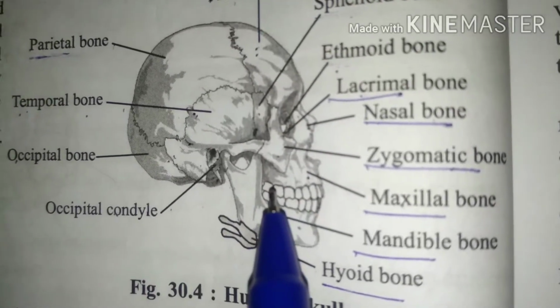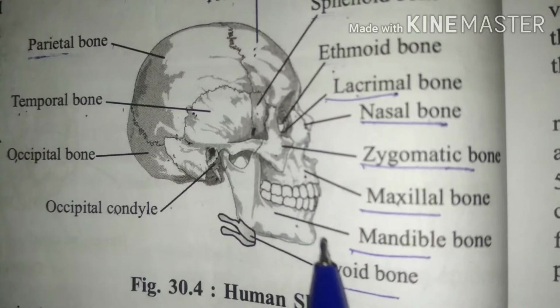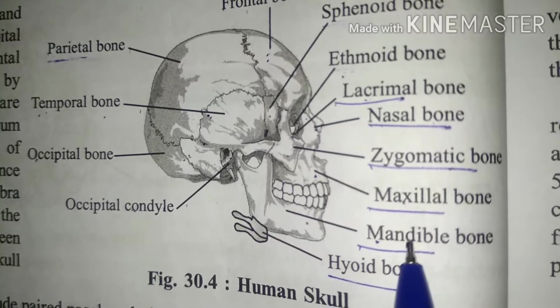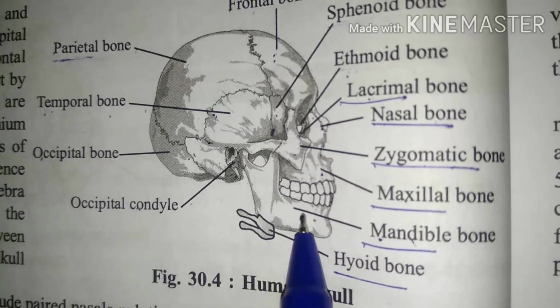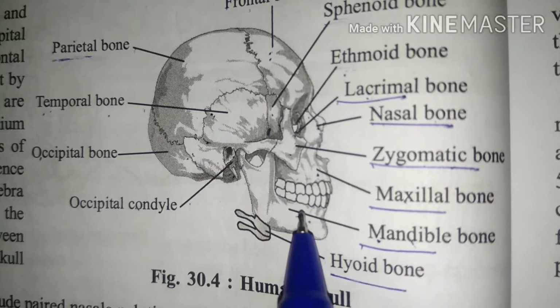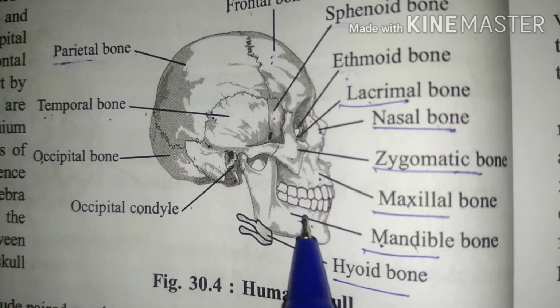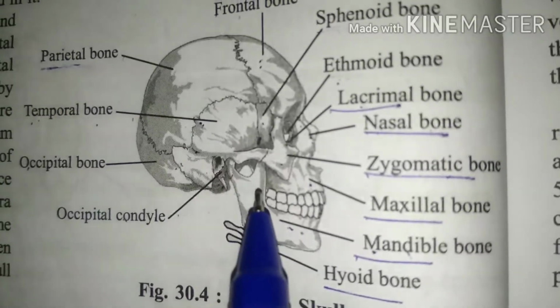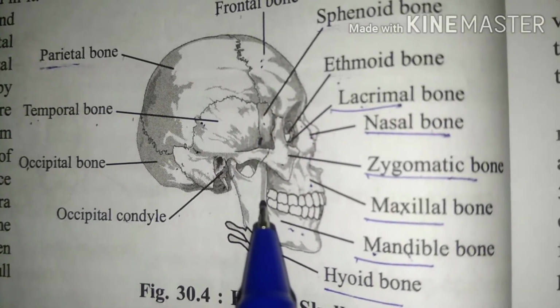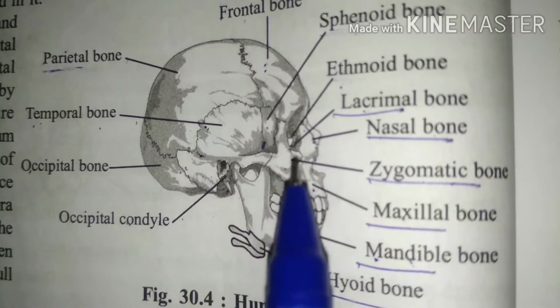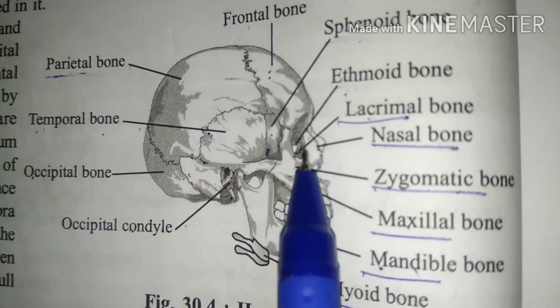Next bone, mandible. It is single in number, present in the lower jaw. It is the largest and strongest facial bone. Next, vomer. Vomer is a triangular bone, forms the inferior portion of the nasal septum.